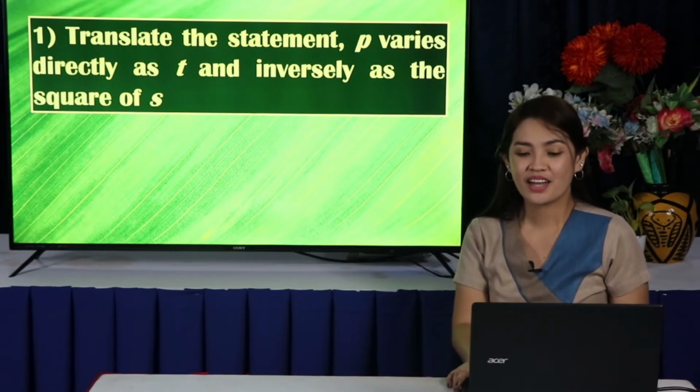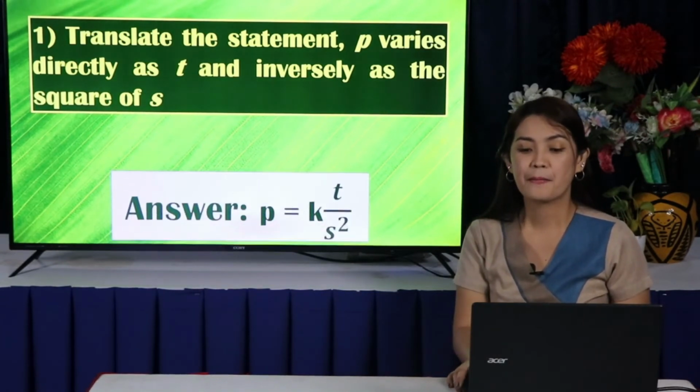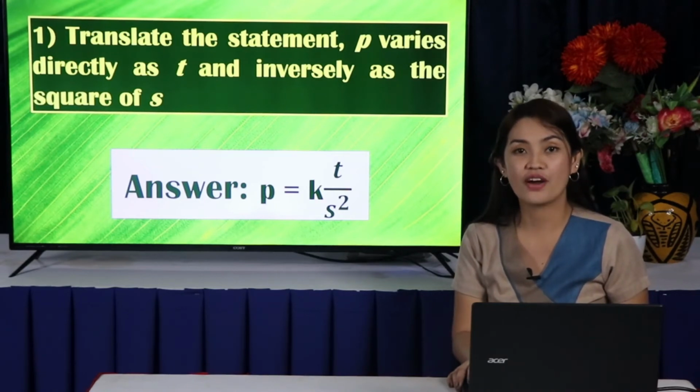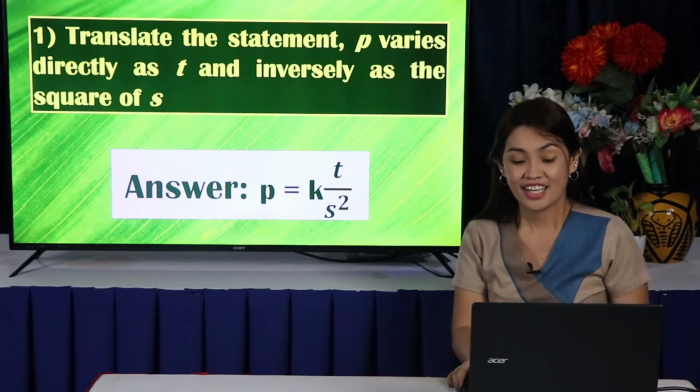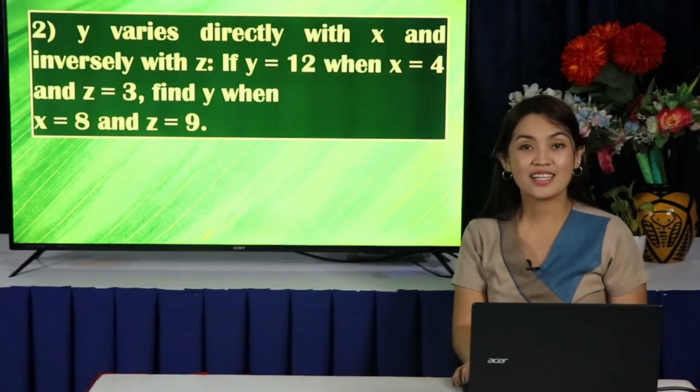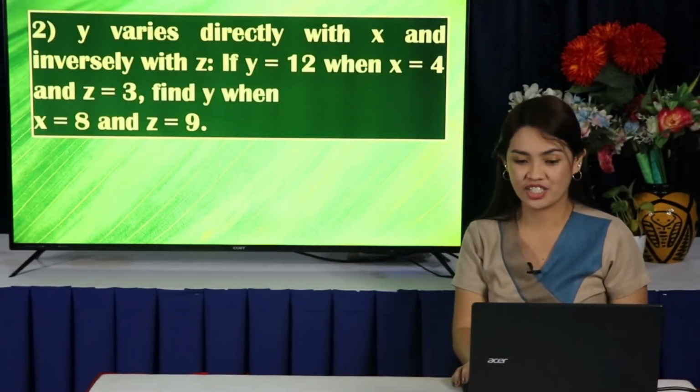Time's up. The answer is P equals K times T over S squared. Did you get it right? Very good. Let us proceed to the second question.